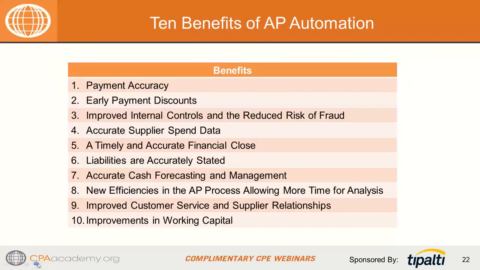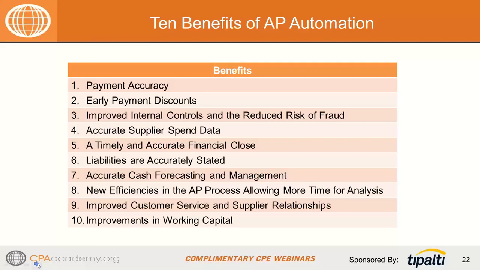So what are the 10 benefits of accounts payable automation? Payment accuracy is one of the top ones. Early payment discounts, improved internal controls, and the reduced risk of fraud. And as many of you know, we're never really going to get to a perfect world where fraud would be completely alleviated, but we're looking at reducing the risk of fraud. It's risk mitigation and reduction, accurate supplier spend data, and getting to a timely and accurate financial close.